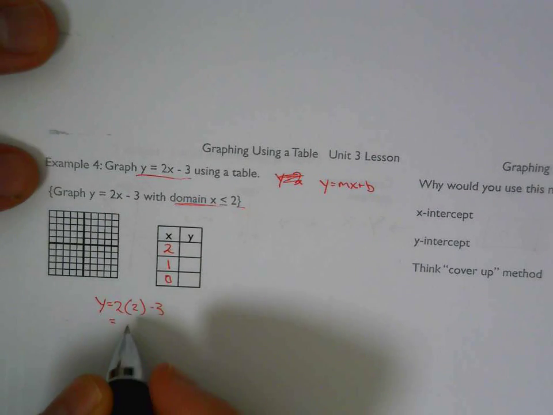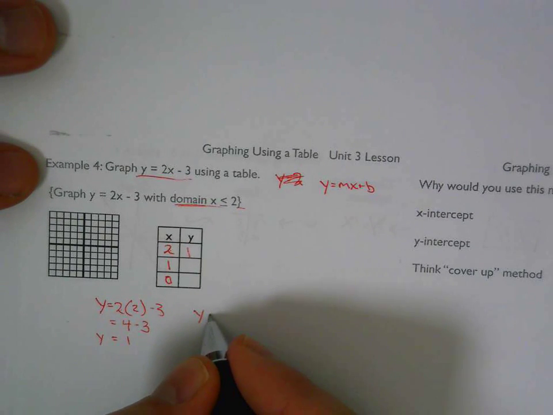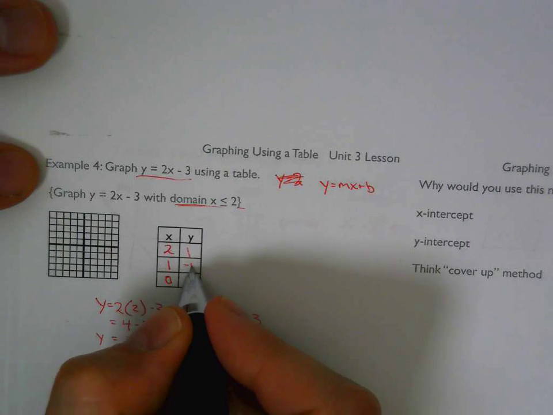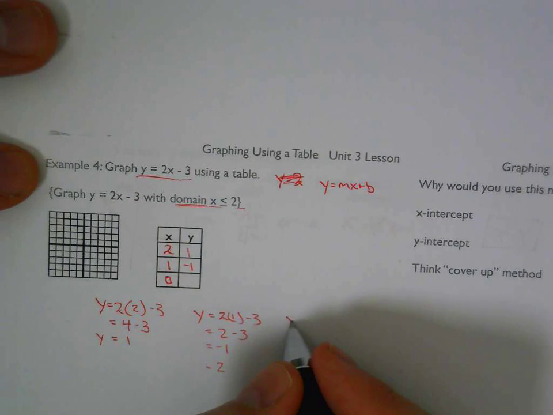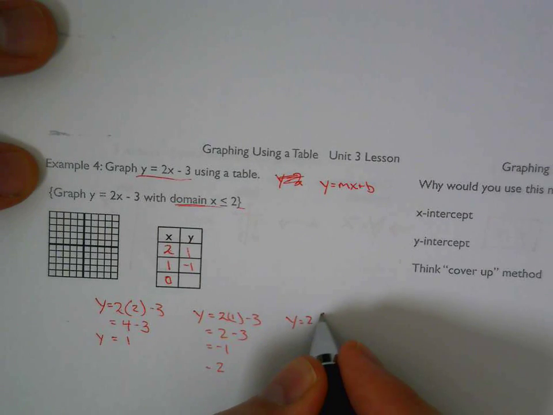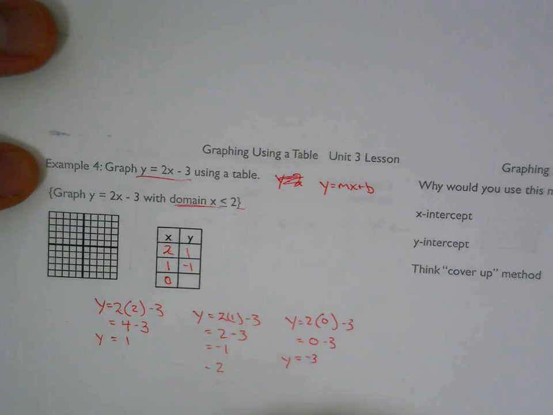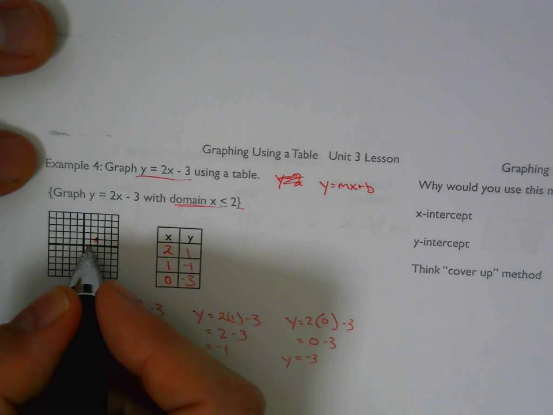Okay, let's pick these values out. If x equals 2, again, I need to find the y value. So 2 times 2 is 4, and 4 minus 3 is 1. These ones are a little bit easier to figure out. So y equals 1 when x equals 2. I'll plug in the 1 now. So y equals 2 times 1 minus 3, which gives me 2 minus 3, which is negative 1. And then when x equals 0, y equals 2 times 0 minus 3. Well, 2 times 0 would be 0, and 0 minus 3 is negative 3. So when I graph these points, I've got (2, 1), (1, negative 1), and (0, negative 3).